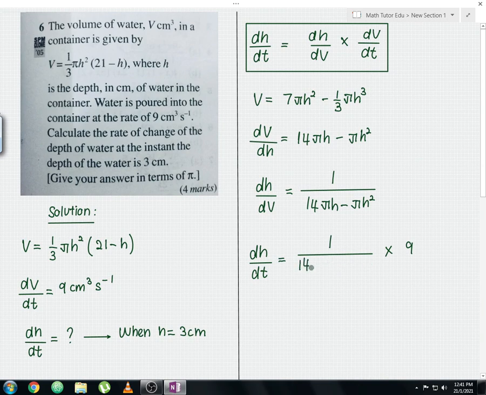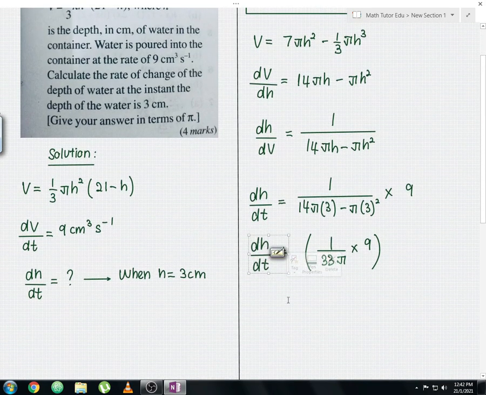Okay, from here 14 pi times 3 minus pi times 3 square. Okay, let us continue our calculation. So from here you get dh over dt is equal to 1 over 33 pi times 9. Okay, so let me underline the fraction. Let us continue. You can simplify this expression. This 9 you simplify, you get 3, and this 33 you simplify, you get 11. So from here dh over dt will be 3 over 11 pi centimeter per second.